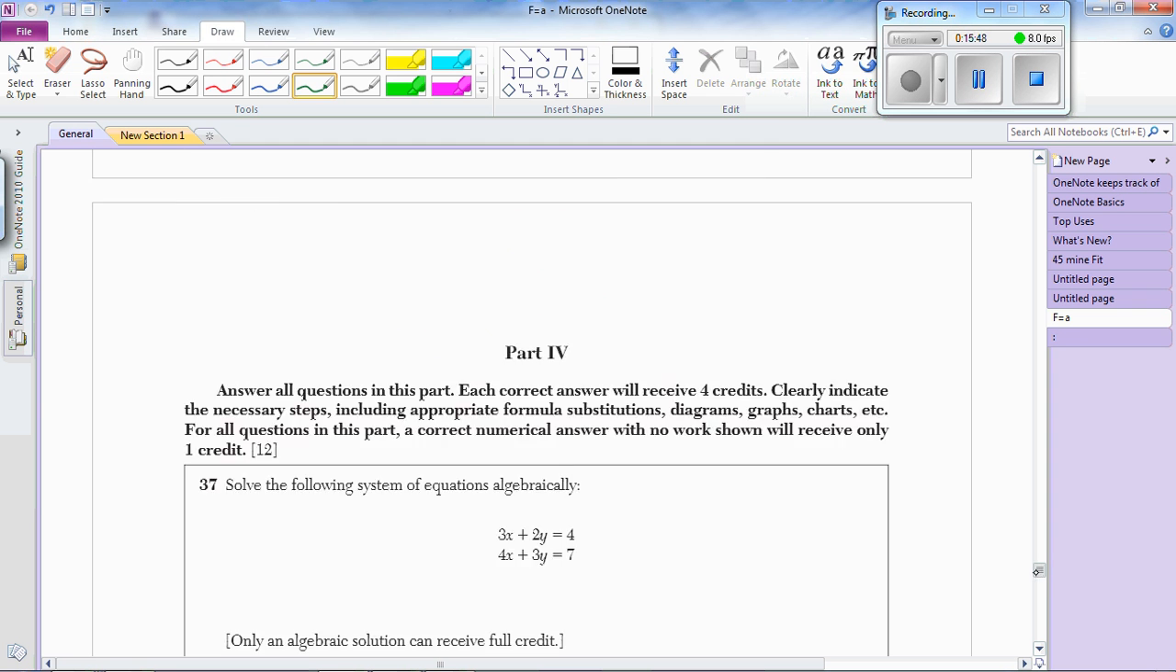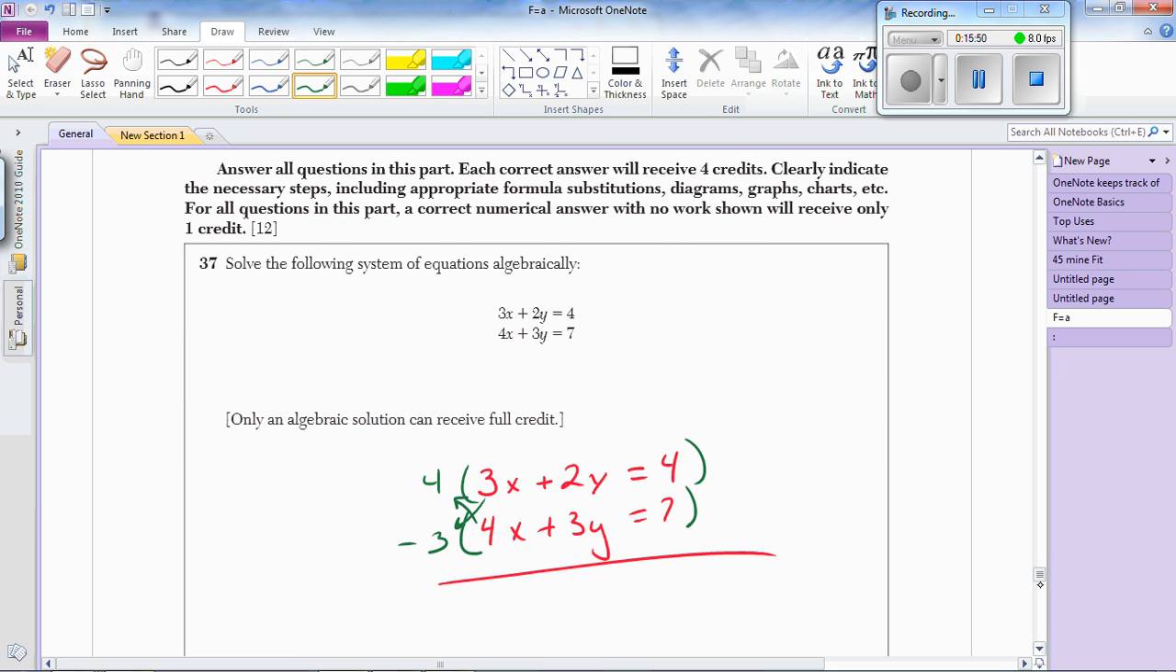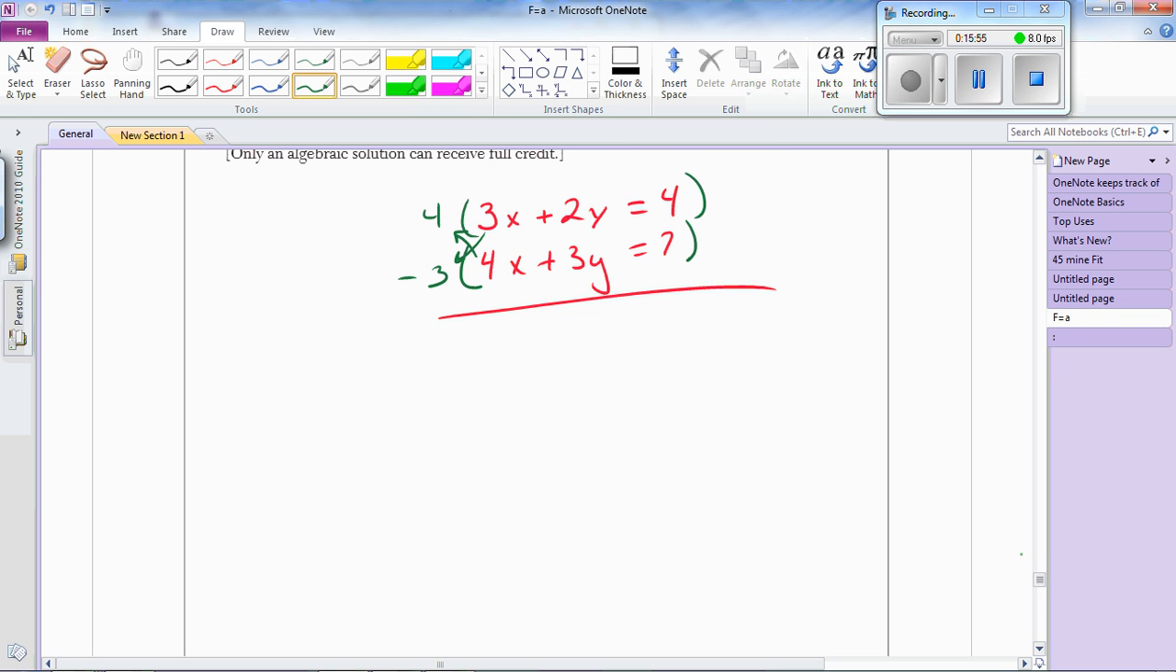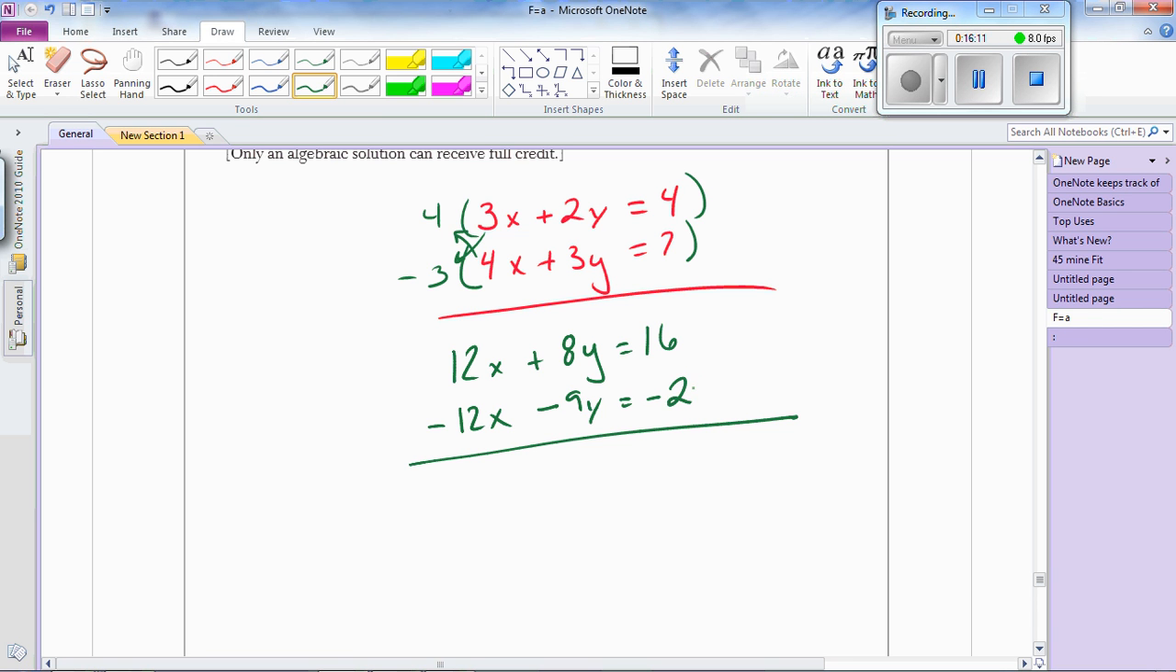Did I copy this down right? 3, 2, 4. 4, 3, 2, 7. Man, I even made it easy. There's like no negatives. How easy is this problem? 12x plus 8y equals 16. Minus 12x, that's what we want, minus 9y equals negative 21. Gone. This is negative 1y equals negative 5. So y has to equal positive 5.